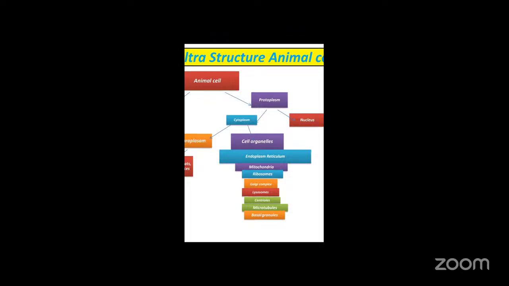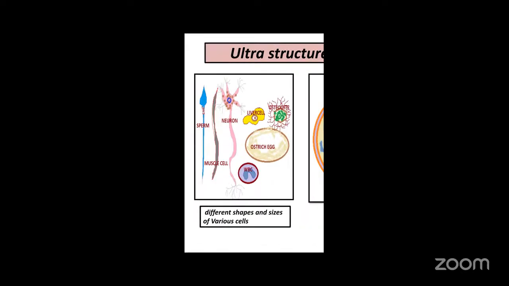Okay, so this is all about the flow chart. Now see here, the ultrastructure of an animal cell. Just now we have seen that cells vary in shape and size. So look at here. This is the sperm cell, and this is the muscle cell. This is the nerve cell, that is a neuron. You have got the liver cell, and this is the osteocyte, that is a bone cell. This is the ostrich egg. That's why I have told you the largest egg is found in the ostrich. Ostrich is nothing but a bird. And WBC, that is the blood cells. So you have different types of cells, and the cells vary in different shapes as well as sizes.